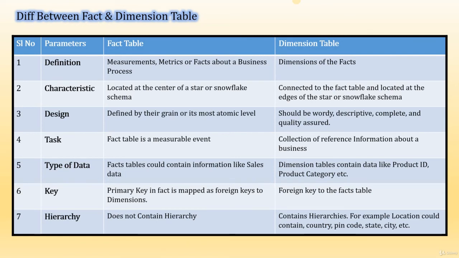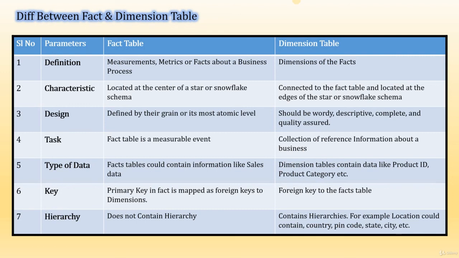The next one is hierarchy. The fact table does not contain a hierarchy, but the dimension table definitely does. For example, location could be county, zip code, state, city, etc. So this is about the difference between the fact and the dimension table.